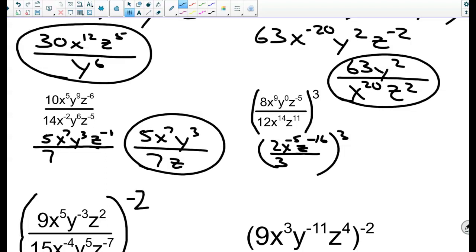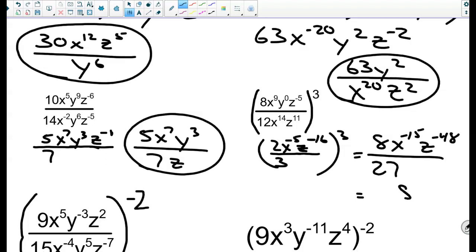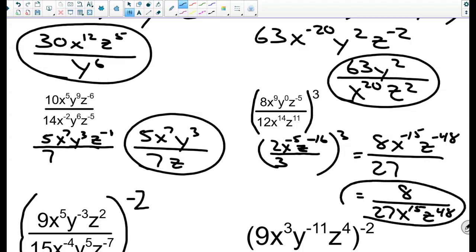So it's 2 cubed. It's 8. 3 cubed. It's 27. Negative 5, or x to the negative 5th cubed, x to the negative 15th. Z to the negative 16 cubed, z to the negative 48th. When you have negative exponents, those answers come to the denominator. 8, 27, x to the 15th, z to the 48th. I don't care how big the exponents are. It's not like I'm asking you to use them.